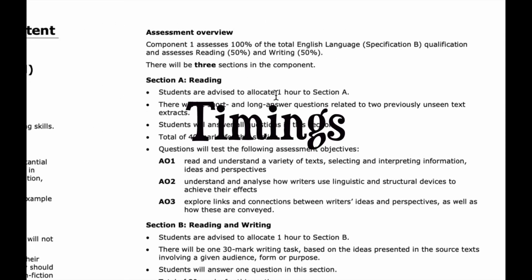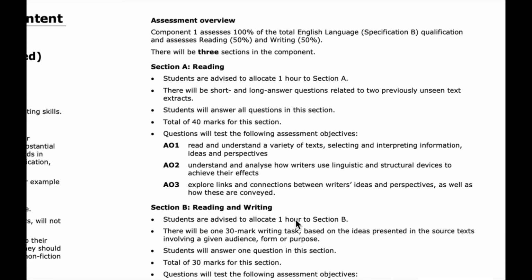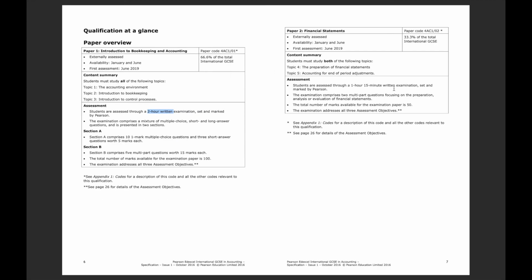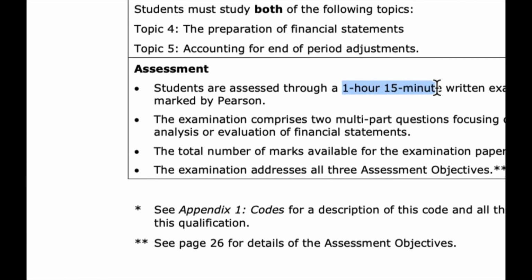Let's go to timing now, and this is mentioned in almost every specification. You get to know the time to spend on each section of the paper or on each paper as a whole, etc. As you can see over here, 1 hour 15 minutes.